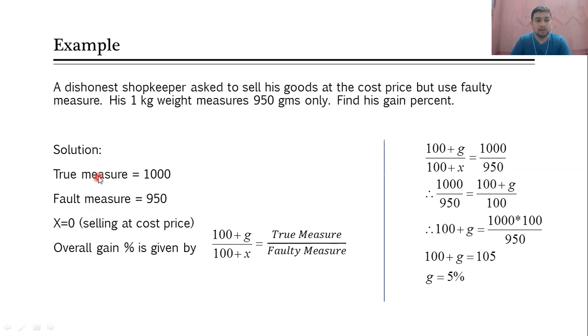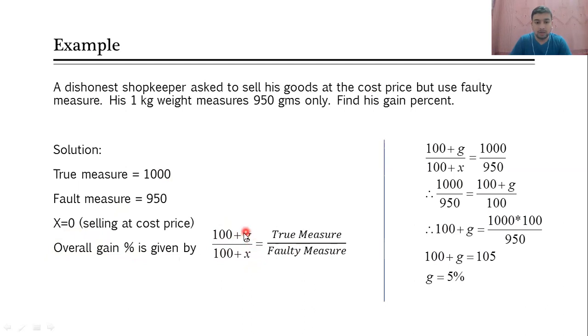So what is the true measure? True measure is 1 kg, that means 1000 gram. What is the faulty measure? 950 gram. Now, what is x here? The shopkeeper is asked to sell his goods at the cost price. Selling price should be equal to cost price. If selling price is equal to cost price, there will be no profit, no loss. That means x will be equal to 0. So in that case, for overall gain percentage, this is the formula: (100 + g) upon (100 + x) is equal to true measure upon faulty measure.